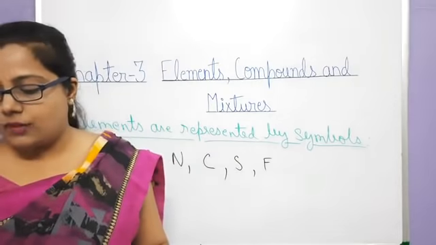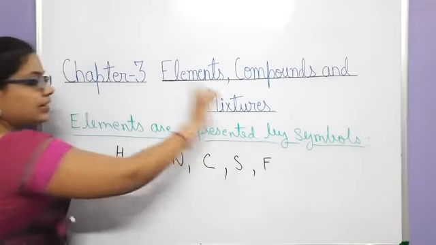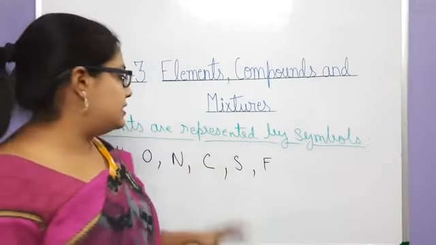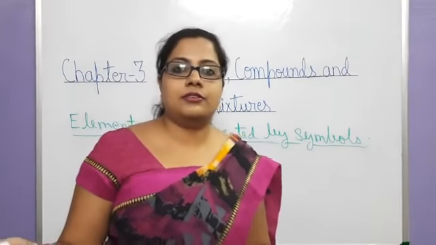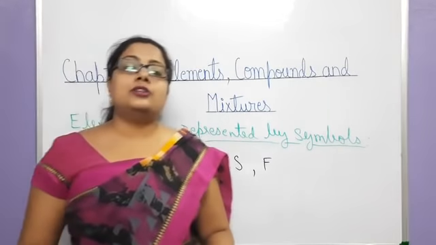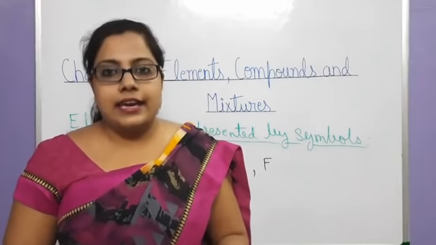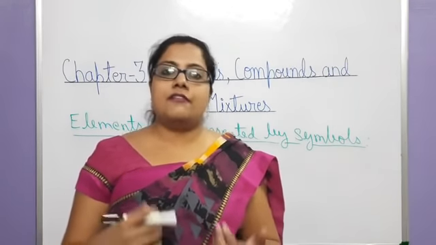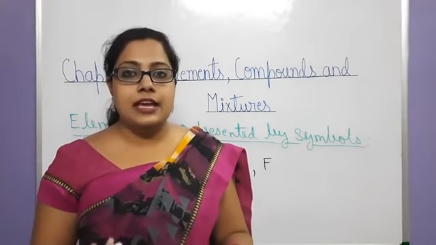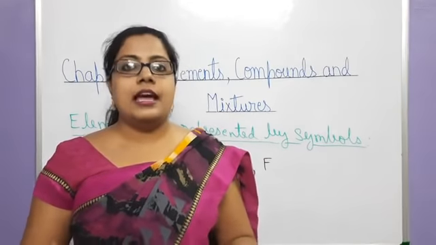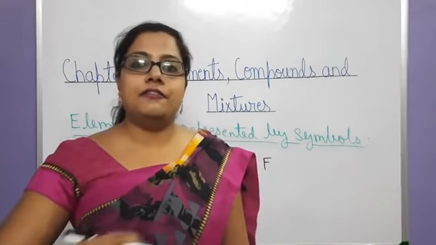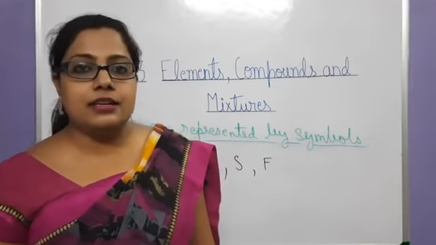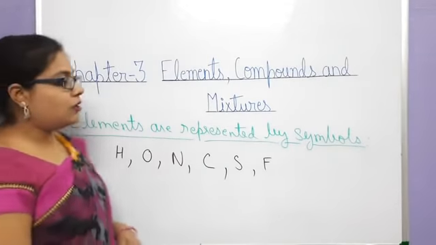Now let us talk about two-lettered symbols. That was about one-lettered symbols. Why did the two-letter symbol come? We could have used one letter as a symbol for the elements. Two-letter symbols came because there are various elements whose names start with the same letter of the English alphabet, and in order to distinguish between those elements, the two-letter symbol came into existence.